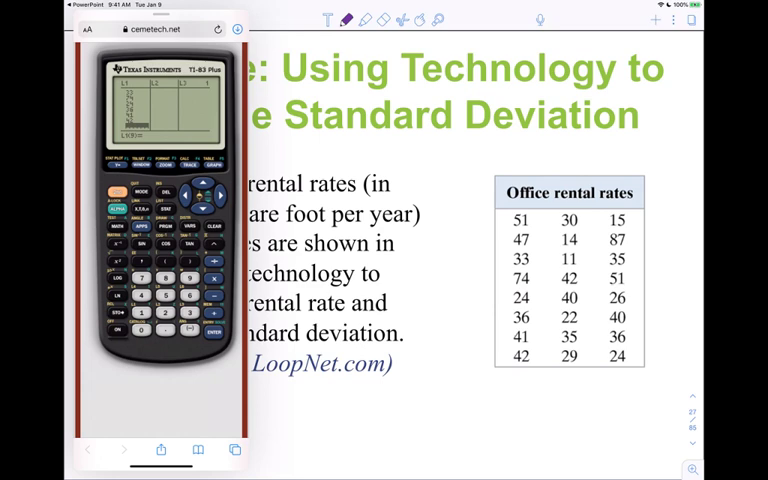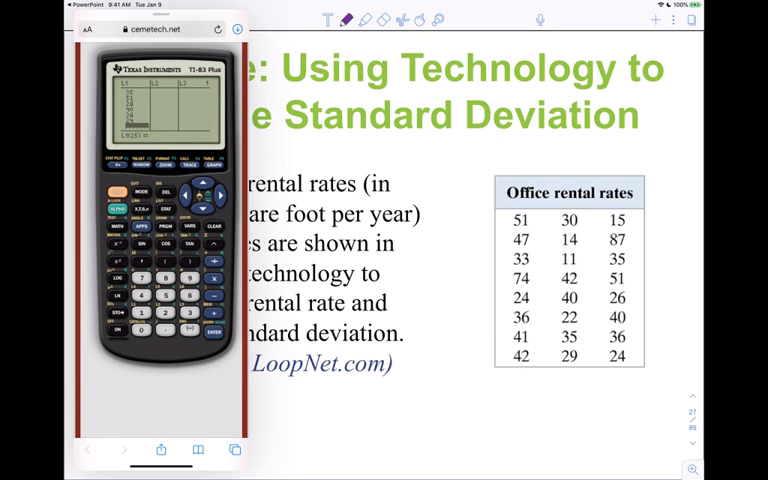I'm going to go 30, 14, 11, 42, 40, 22, 35, 29, 15, 87, almost missed that 7, 35, 51, 26, 40, 36, and 24. Okay. So we have our data in there.